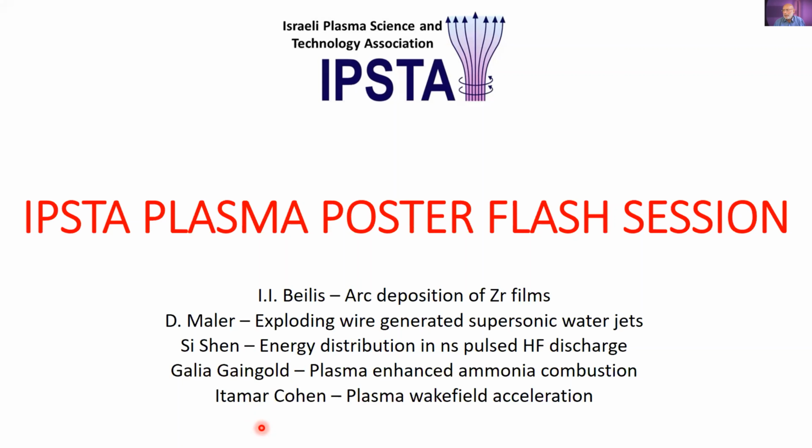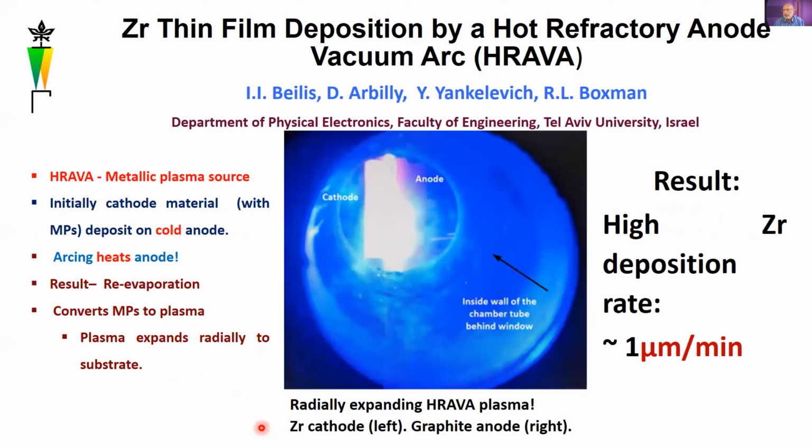So let me begin with Yitzhak Bellis. We'll talk about zirconium thin film deposition using a hot refractory anode vacuum arc. Yitzhak, unmute and give us a quick presentation. Unmute. Yitzhak, you have to unmute. Turn your microphone on. Sorry.